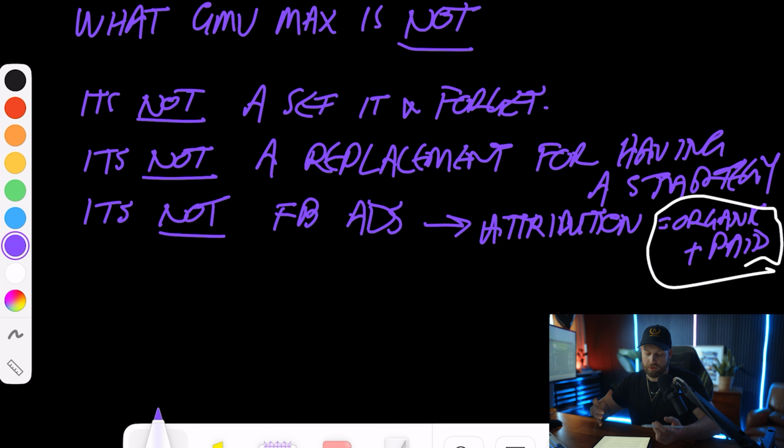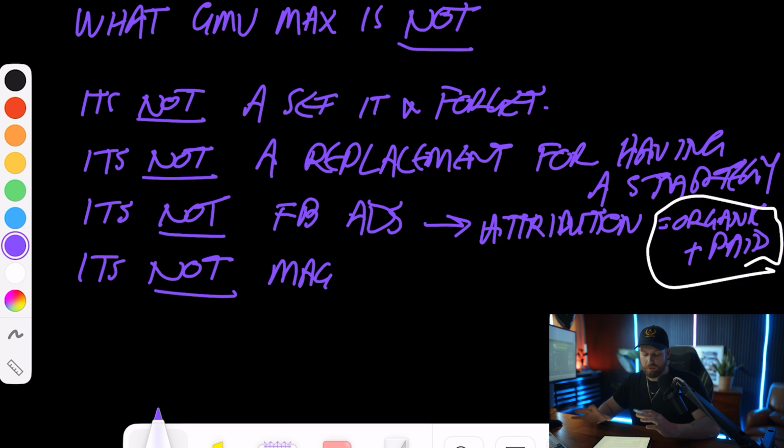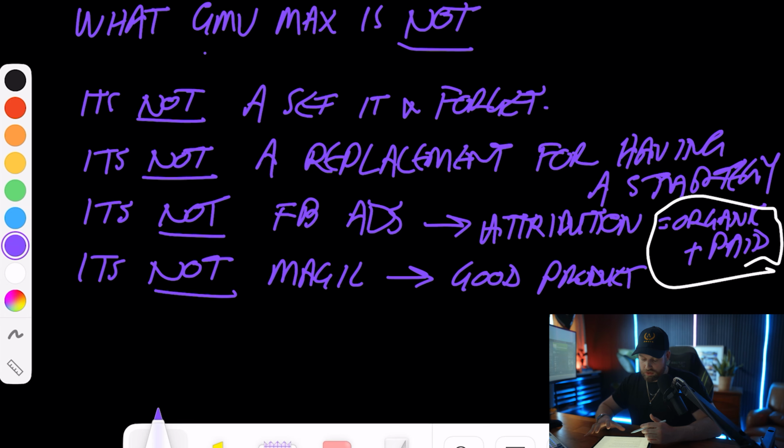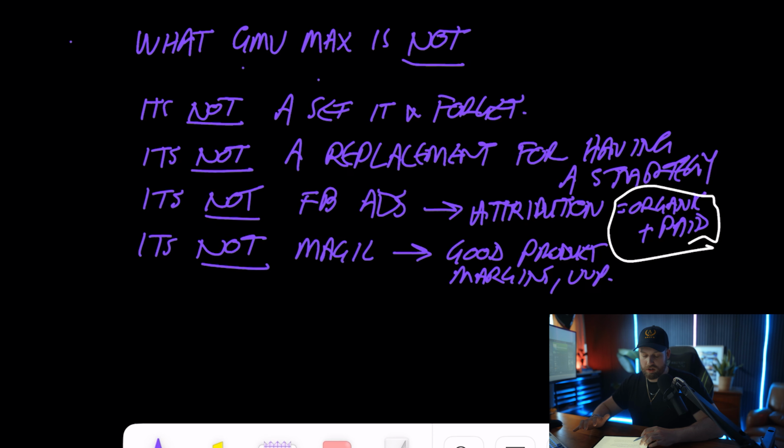And the last thing is, it's not magic. And what do I mean by magic? Well, you still have to have a good product. You still have to have a good brand, right? You still have to have a UVP. You still have to have good margins, right? These are all very, very important in building a successful brand on TikTok Shop. Essential.